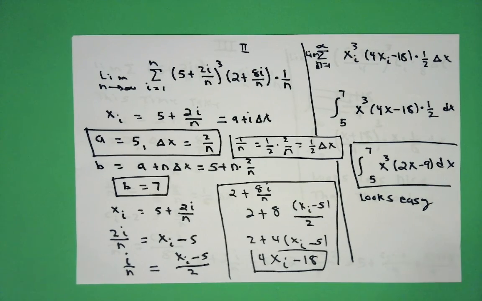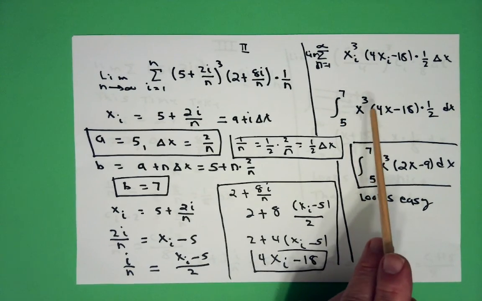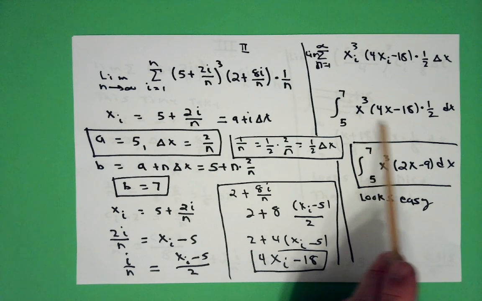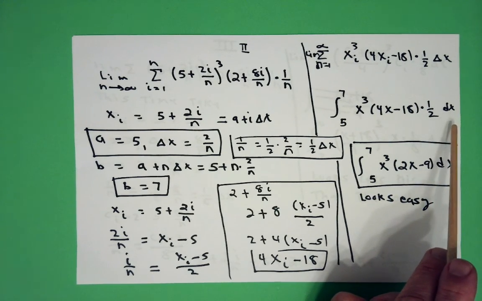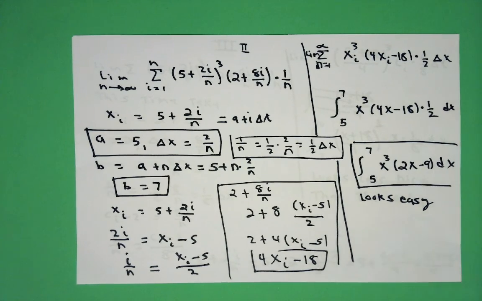Limit of sum turns into integral sign. x sub i cubed becomes x cubed. 4 x sub i minus 18 becomes 4x minus 18. I still have the factor of 1/2, and the delta x turns into dx. You can use the associative law to write the 4x minus 18 times 1/2 as 2x minus 9. The integral that I would have to calculate is this integral. We know the limits of integration from this part of the discussion. This integral looks relatively easy.